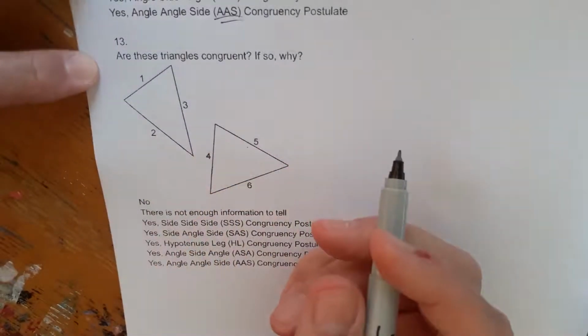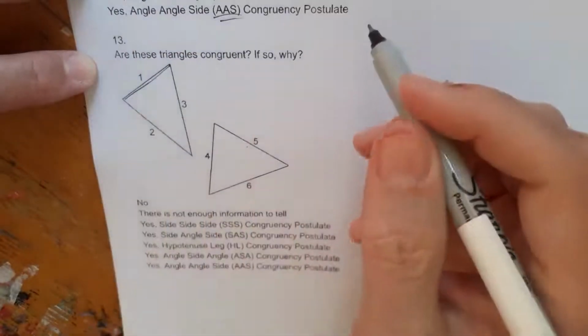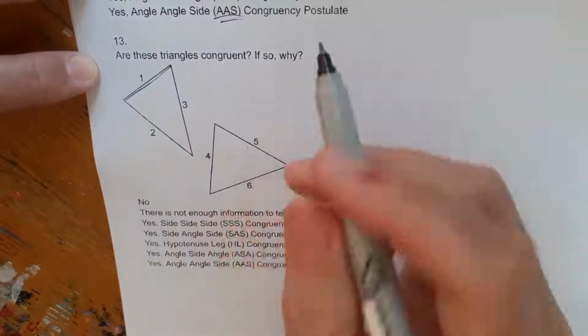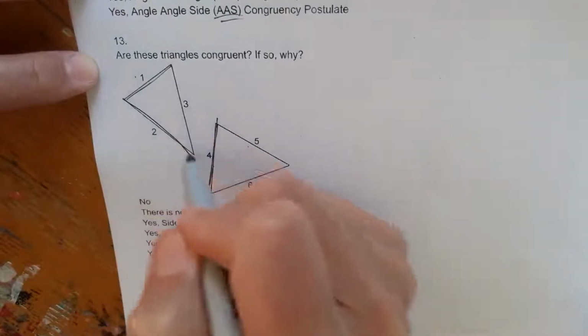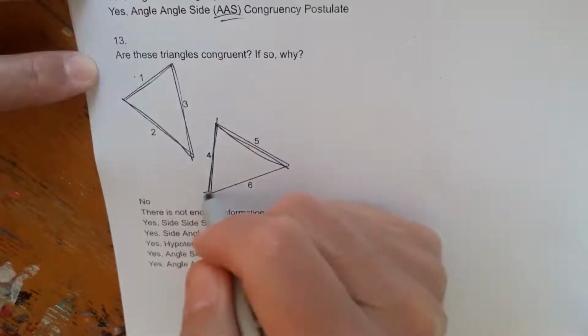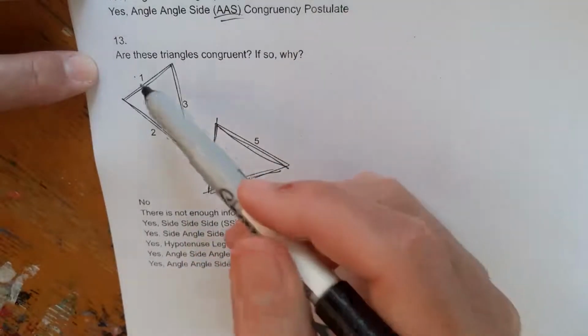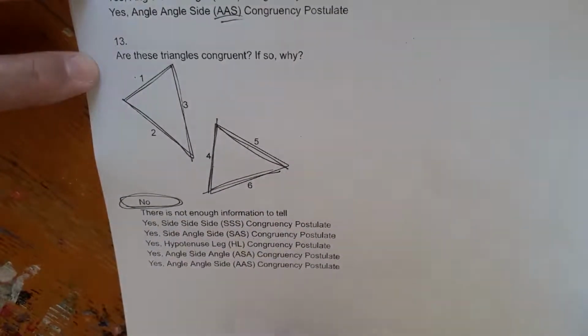Are these triangles congruent? If so, why? Are these congruent? So we have side lengths, 1, and that's the smallest. Let's match it up with 4. Are 1 and 4 equal? No. 2, that matches up with 5, and 3. So, no, I mean, they're not. I mean, there's nothing there to say. They're just different measures, right?